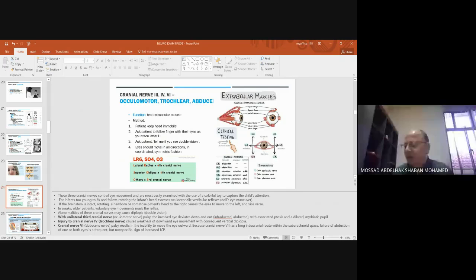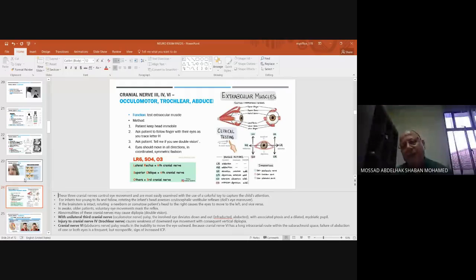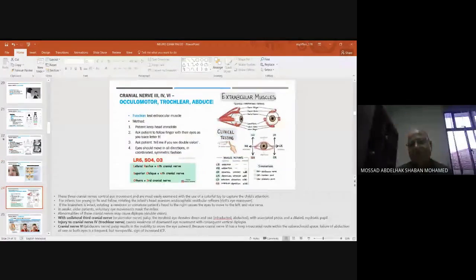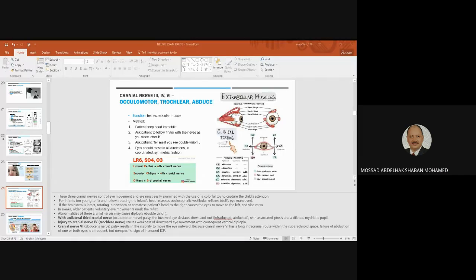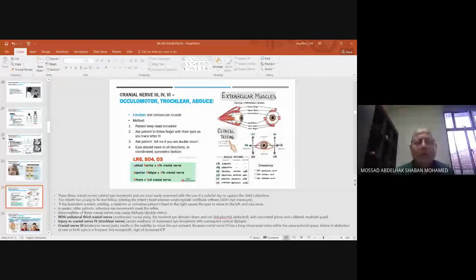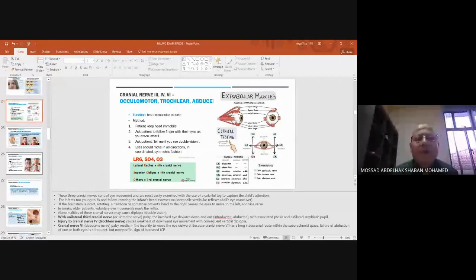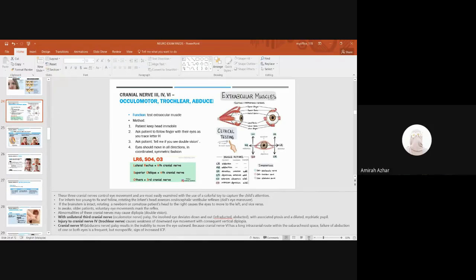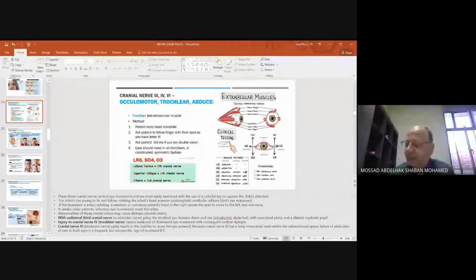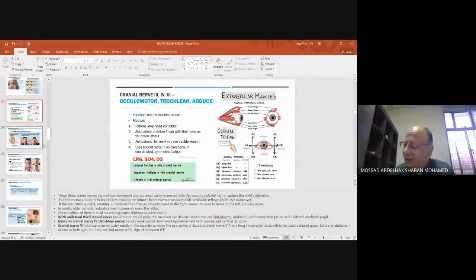Also for nystagmus, I know that it is a part of incoordination or ataxia, but it is very important. If you find nystagmus, you must ask him, what's your name? Just to listen to his voice and see whether there is ataxia or not. Here I need just one slide for squint and nystagmus.